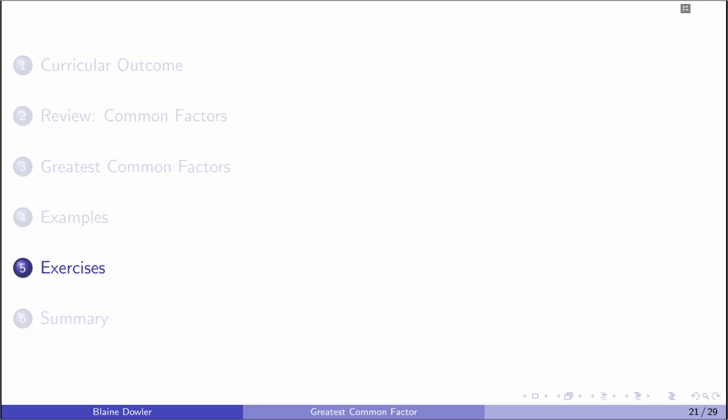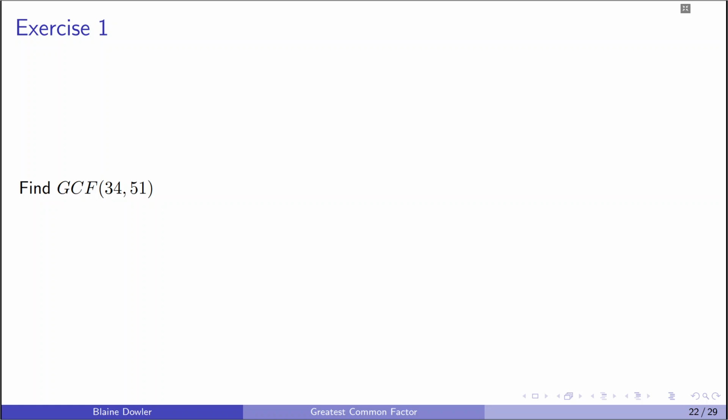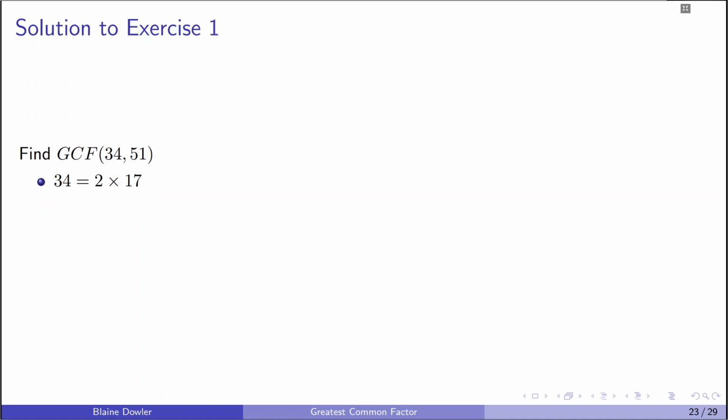All right, exercises give you a chance to practice some on your own. So, find the greatest common factor of 34 and 51. Pause now and take the time you need. The greatest common factor of these two is 17. 34 is 2 times 17, 51 is 3 times 17.